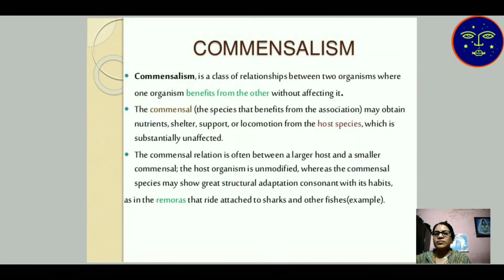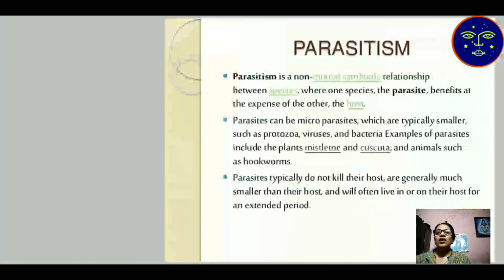Then commensalism. Commensalism is a class of relationship between two organisms where one organism benefits and the other is not affected or harmed. So it is known as commensalism. The commensal may obtain nutrients, shelter, support, locomotion from the host species, which is substantially unaffected. The host is neither harmed nor affected by the other organism, known as commensalism.